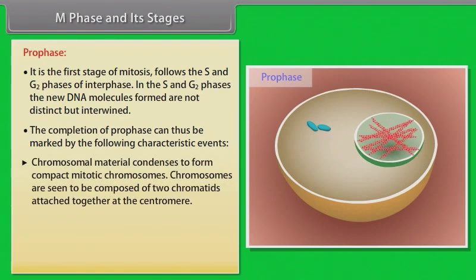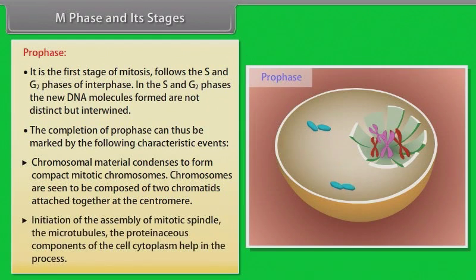Chromosomal material condenses to form compact mitotic chromosomes. Chromosomes are seen to be composed of two chromatids attached together at the centromere. Initiation of the assembly of the mitotic spindle, the microtubules, the proteinaceous components of the cell cytoplasm, helps in the process.